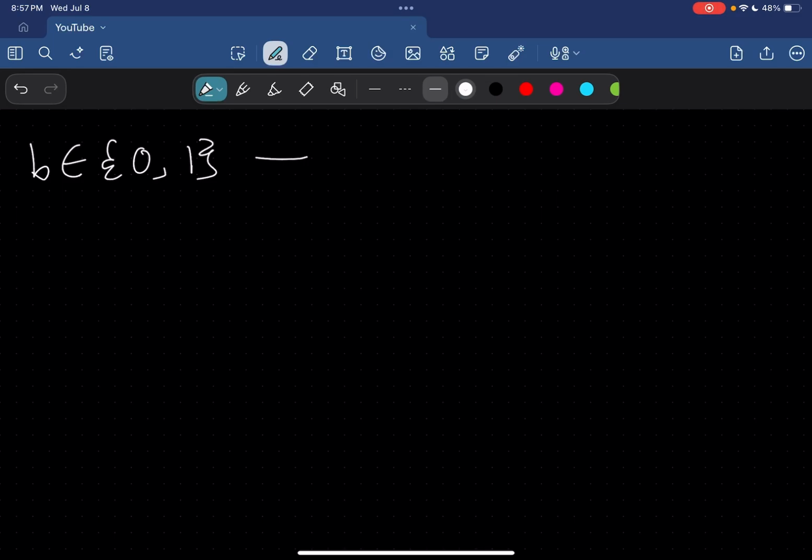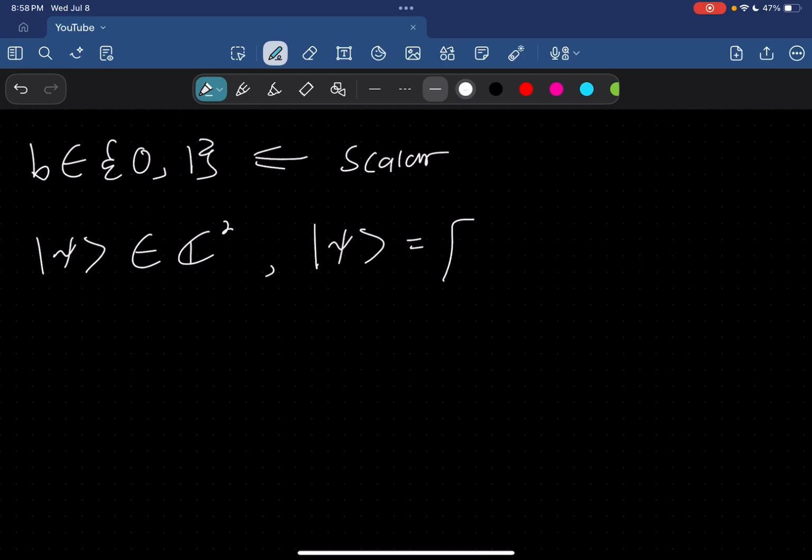So here a bit is just a scalar, and in a quantum computer, a qubit is a vector. We'll call it psi, and that's going to be in a two-dimensional complex vector space, so that's just C2. So ket psi is going to be a vector with two complex amplitudes, alpha and beta, which are both complex numbers.